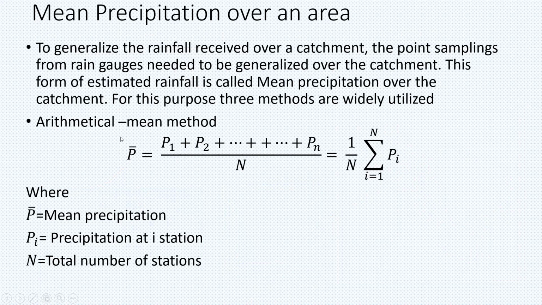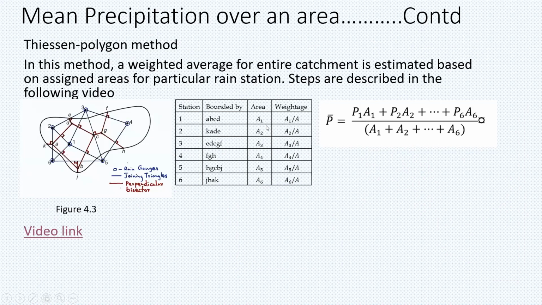So you will get the arithmetic mean here. Now, the other important method is the Thiessen Polygon method. In this method, a weighted average for the entire catchment is estimated based on assigned areas for each rain station. Steps are described in the following video.